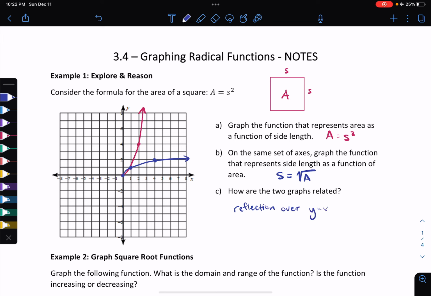Over y equals x. Now, there may be other relationships that you may see. If you see other relationships, go ahead and take a moment, pause the video, talk about those, think about those, write them down. Any other relationships you see.